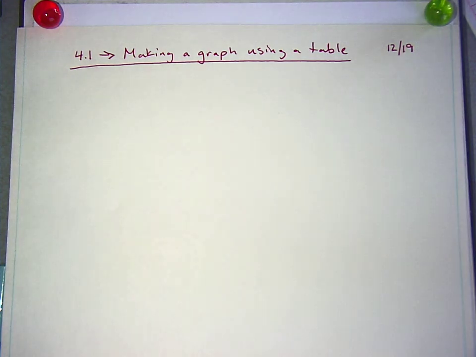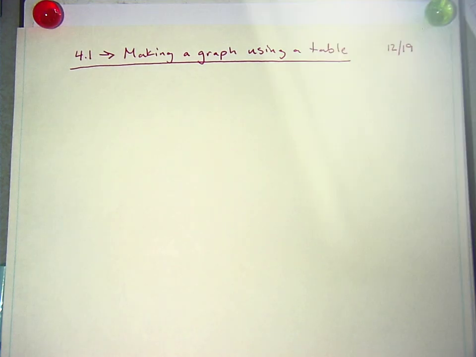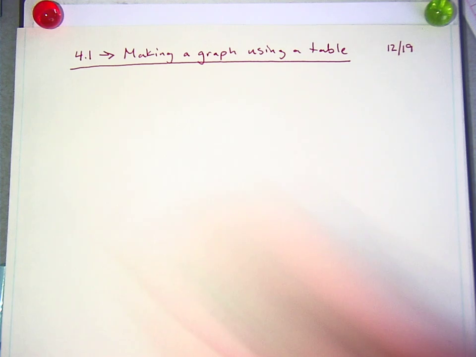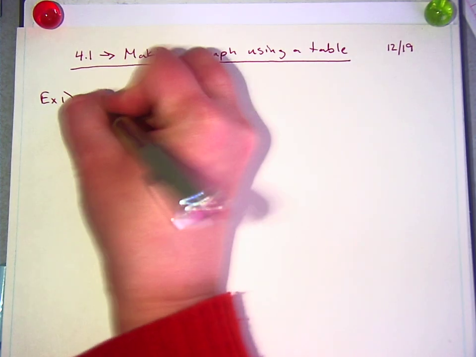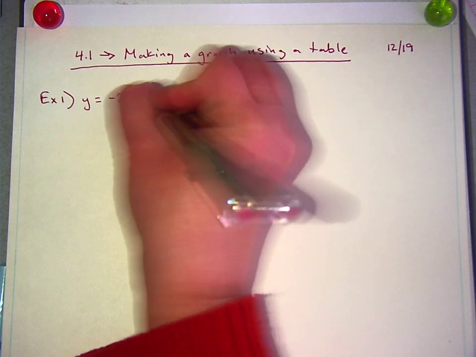Okay. So example 1 is going to be a pretty simple equation. Let's go with y equals negative 2x minus 3.